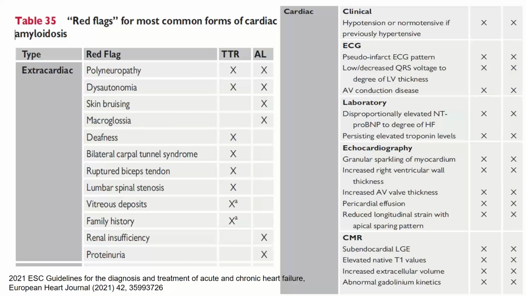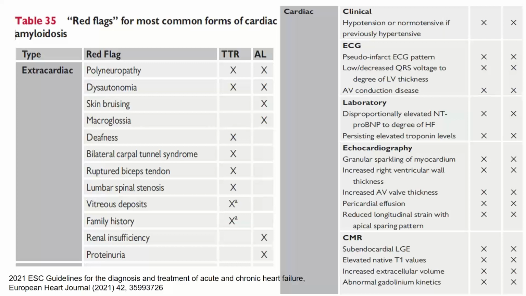So, some features that differentiate types of amyloidosis clinically. Skin bruising and macroglossia are more common with light chain amyloidosis, whereas deafness, bilateral carpal tunnel syndrome, biceps tendon rupture, lumbar spine stenosis, vitreous deposits, and family history are all suggestive of TTR amyloidosis. On the other hand, renal insufficiency and proteinuria are more common in light chain amyloidosis.